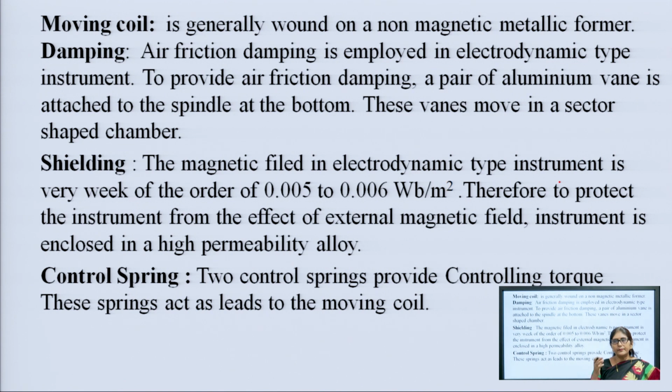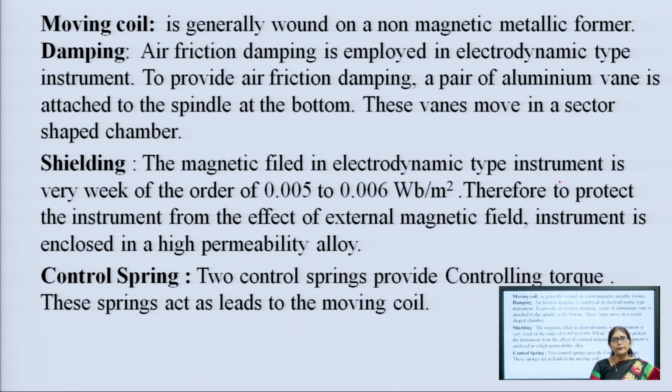Then next is control. We know that if small power is applied and there is no controlling torque developed in the instrument, then the needle will not show the exact value of the power. If a small power is applied, then it will give the full scale deflection. So, to give the deflection proportional to the wattage, control torque is required. In this instrument, the control torque is provided by the control springs.